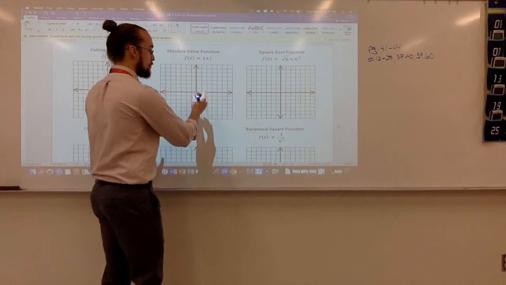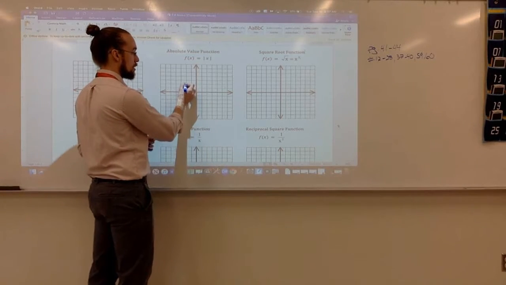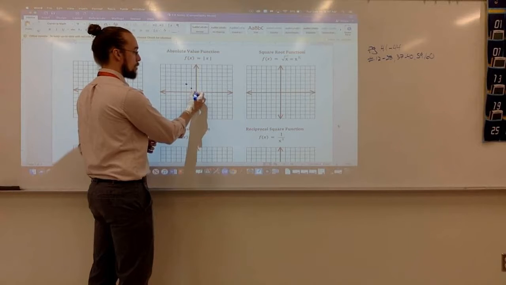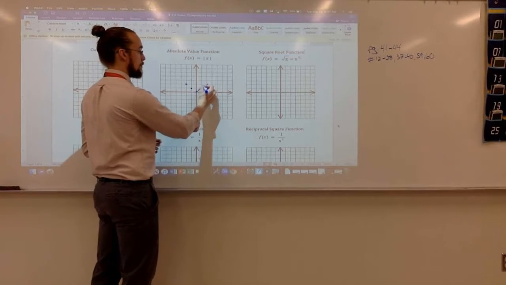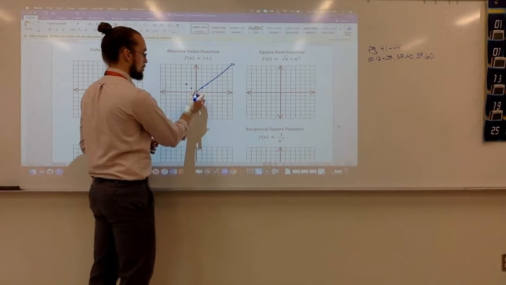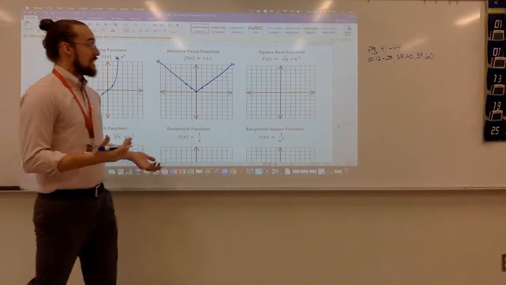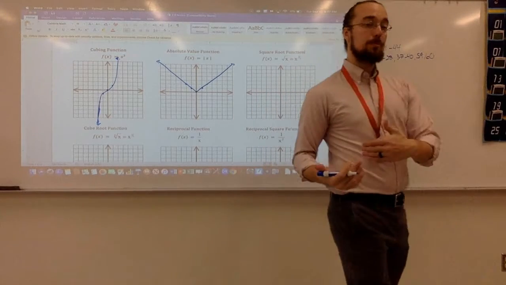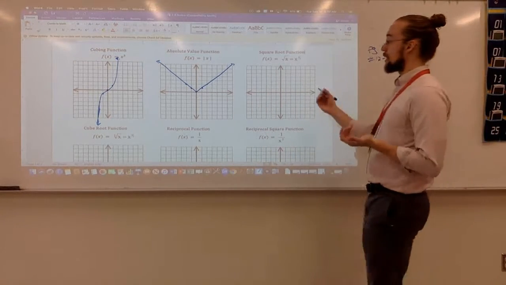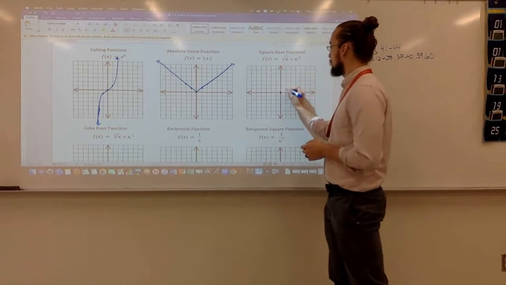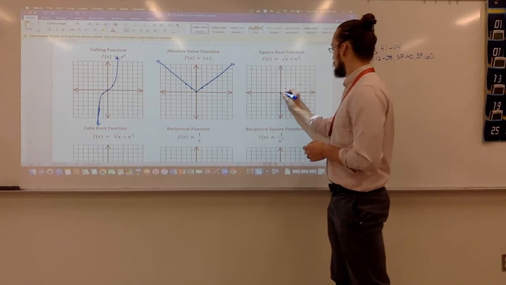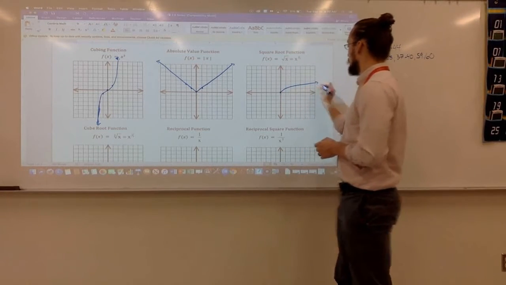Our absolute value function, right? If I start plugging in values, we end up with this. This is what the absolute value of x looks like. The square root function, we cannot plug in negative values, right? So we actually should just start at 0, and we end up with something that looks like this.